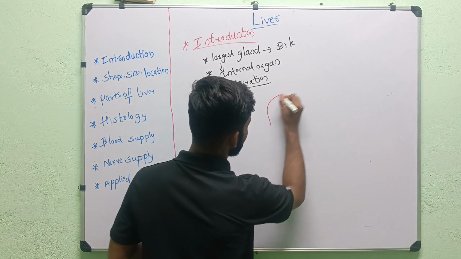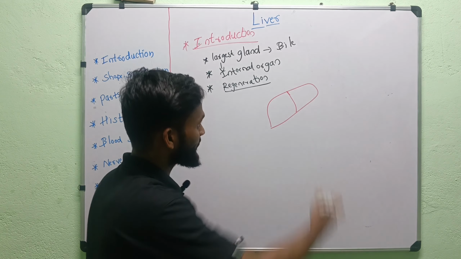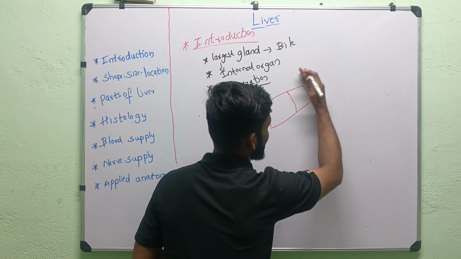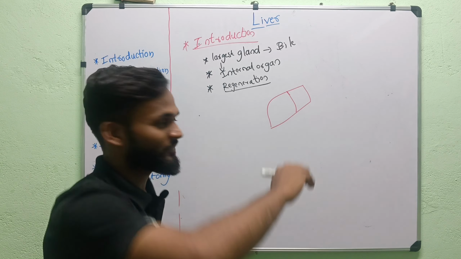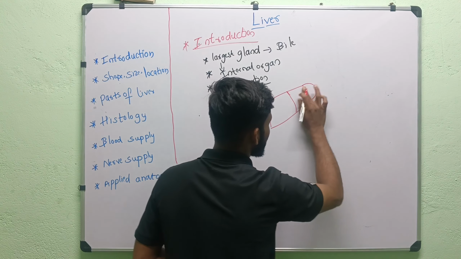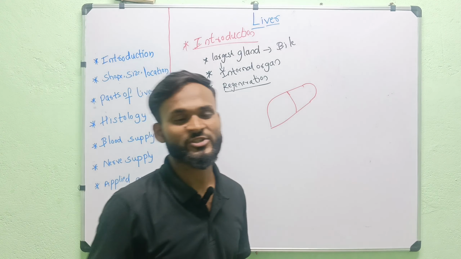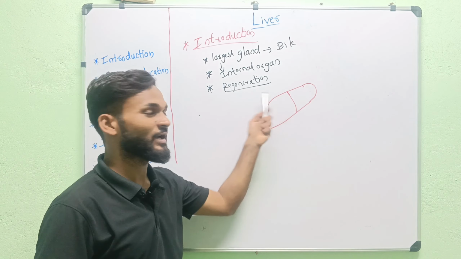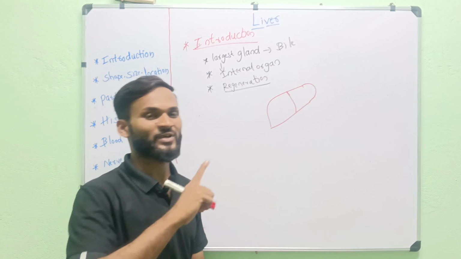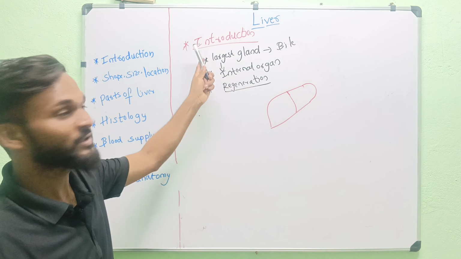Let us understand this. This is your liver. If you cut this part of your liver, after a period of time, it is going to regenerate. It is going to take its normal size and shape. This property is known as regeneration property. Other organs only have the ability to heal. It is all about the introduction of your liver.